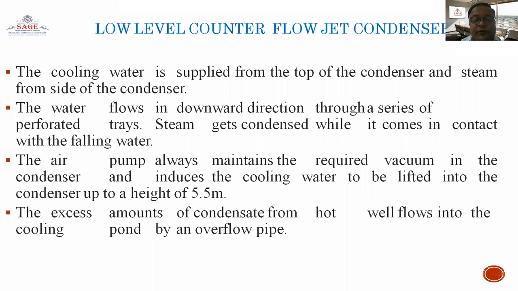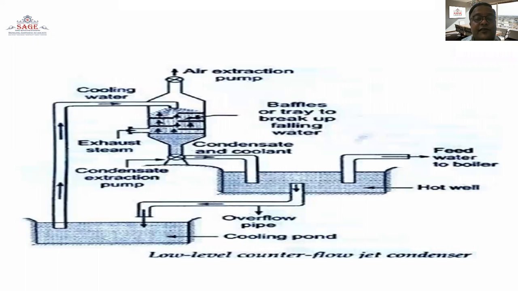The excess amount of condensate from the hot well flows into the cooling pond by an overflow pipe. This is the main functioning of the low level counterflow jet condenser. The units are: low level counterflow jet condenser, air extraction pump, cooling water, exhaust steam, baffles or trays to break up the falling water, condensate extraction pump, and the feed water to the boiler. It is coming from this sump side, hot well, overflow pipe, cooling pond. These are all the units which cover the low level counterflow jet condenser.